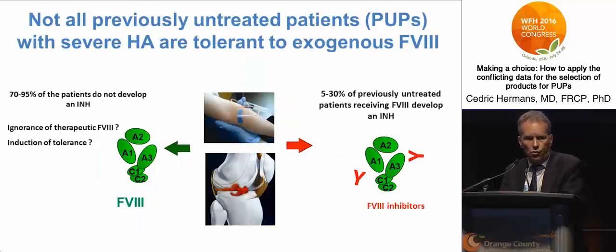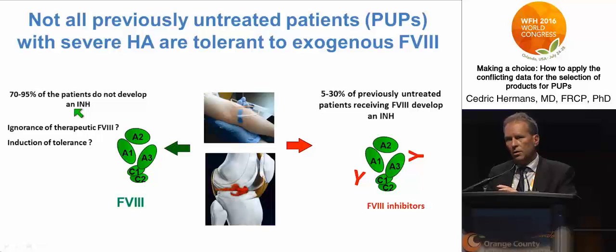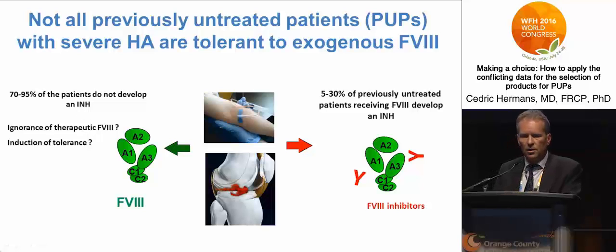We also know that not all previously untreated patients, the PUPs, with severe hemophilia A are intolerant to exogenous factor VIII. The good news is that depending on the studies that have been conducted, 60 to 95% of the patients do not develop these antibodies. Why is it like this? Well, do these patients completely ignore this exogenous therapeutic factor VIII, or are they able to induce some sort of tolerance to it? We do not really know.